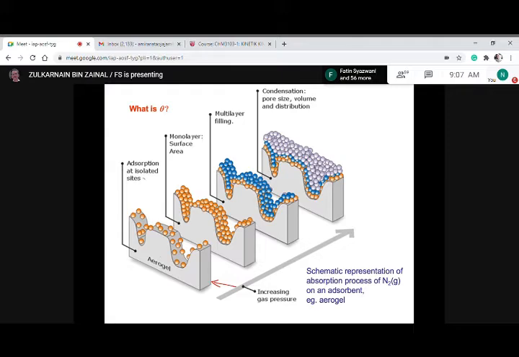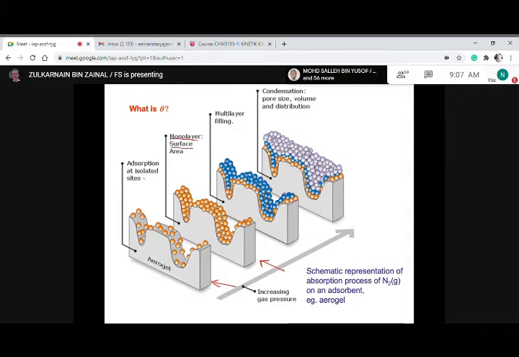And then after you have gone through the adsorption process, you can see more surface is covered. In the second one, the whole surface is already covered with adsorbate, and at this time it forms what we call a monolayer.